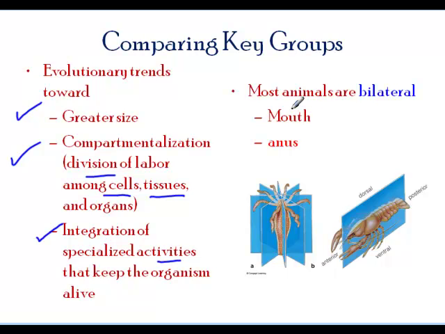Most animals that are present are bilateral, which means that they can be divided in half. So you can have the left and the right side, which is called bilateral, two different parts. They also have a mouth, and they have two openings, one the mouth and the other the anus.